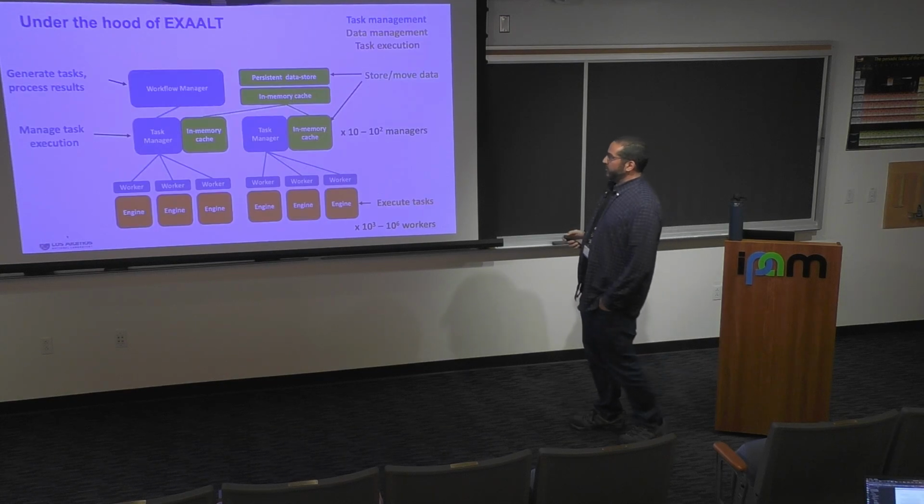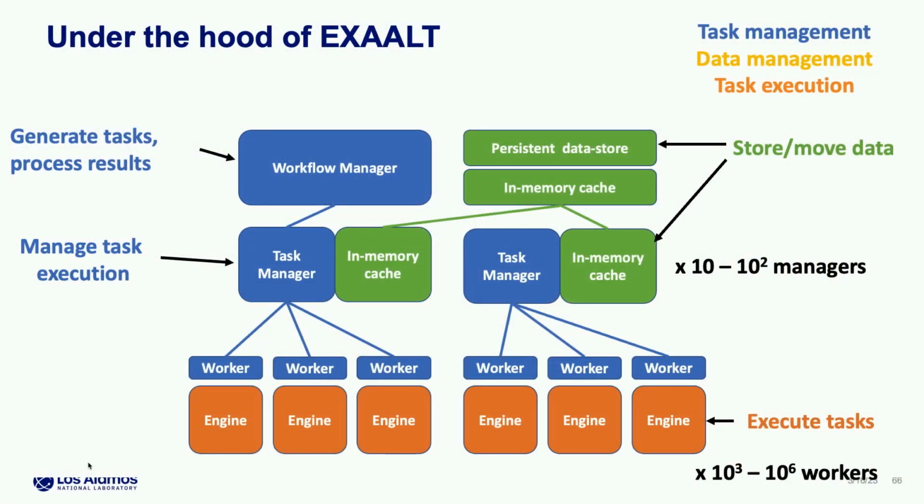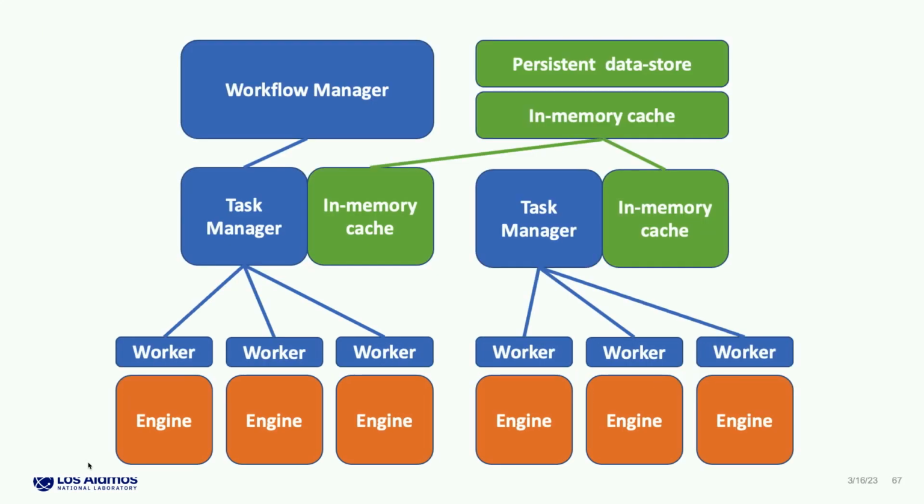So the way we're doing this is with an infrastructure that we call Exalt, where we ourselves manage the data movement, the task movement, the task queuing, the task execution. We do all of this ourselves. So we basically ask for a giant allocation on the machine. Then we get all of the cores, and we set up this infrastructure that we use to manage all of our simulations. I'll go quick with this, but I'm happy to discuss if you have questions about it.